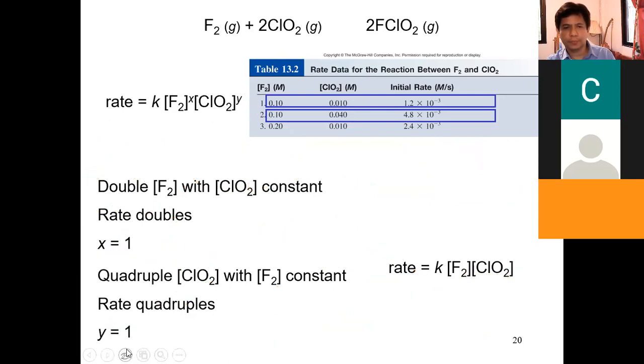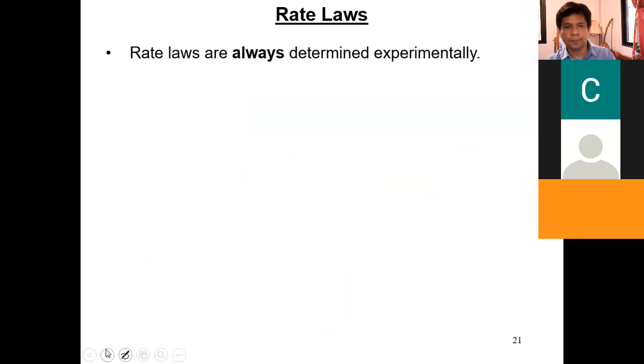Okay. Question? This is the rate law of the reaction. Okay, so rate laws are always determined experimentally. So kukuha kayo ng data, no? Kung ano ba yung initial rate of the experiment given yung initial substrate concentration. Tapos, you're going to process the data like what we did.